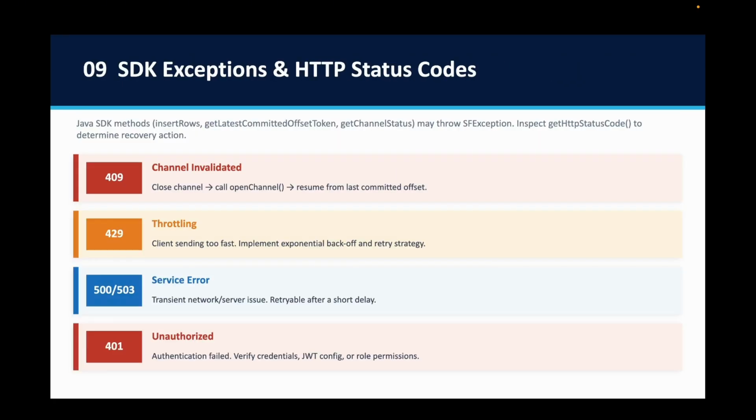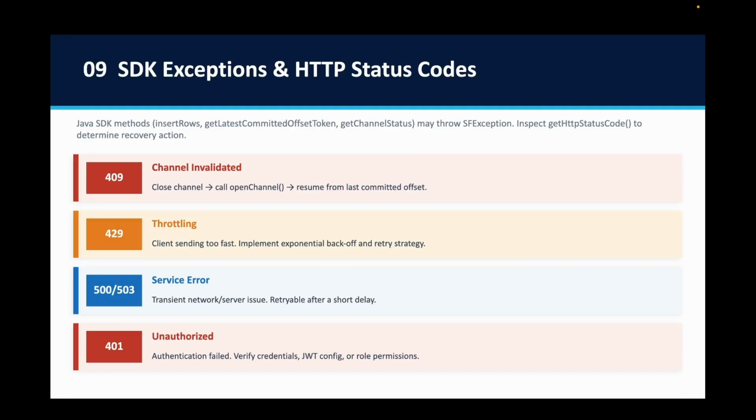SDK exceptions and HTTP status codes. The Java SDK methods such as insert rows, get latest committed offset token, get channel status may throw Snowflake exception. Inspect those HTTP status codes to determine recovery action. For example, 409 is channel invalidated. Close the channel, reopen it, and resume from the last committed offset.